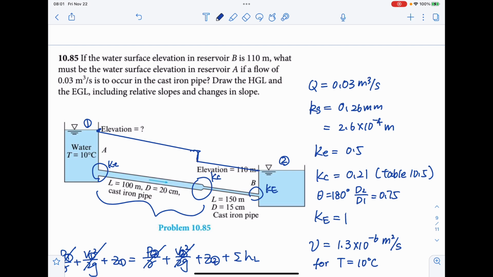And for the hydraulic grade line, because the first part has a lower velocity, it will be something like this, and the second part will have a larger velocity, should be something like this. So the space here is smaller than the space here. Okay, so this is our energy and hydraulic grade lines.